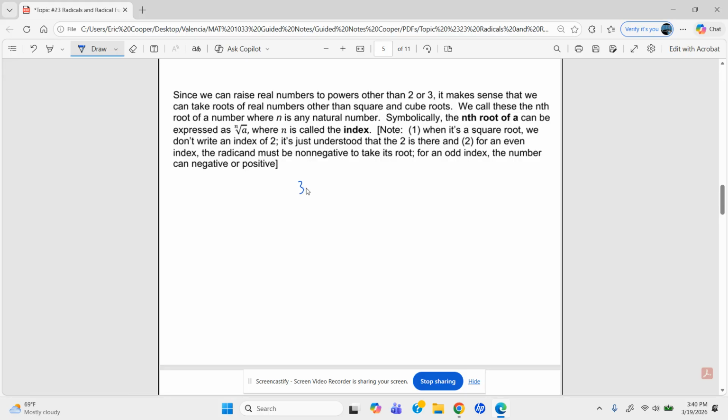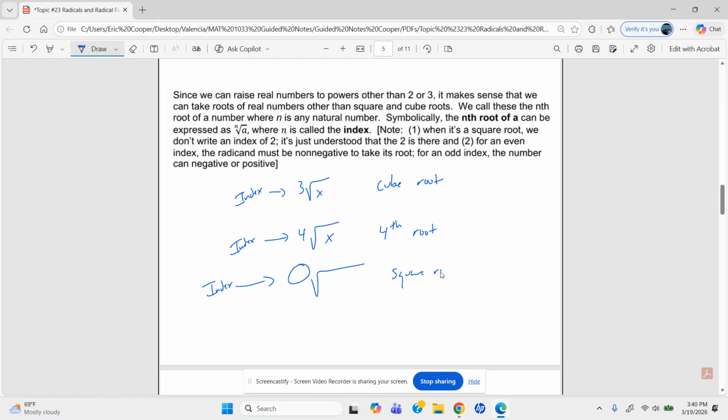So, for example, in a cube root, this is the index. We call it the index of 3. If I put a 4 here, here is the index again. This is simply known as a fourth root, whereas this one here was a cube root. For a square root, we leave the index blank. So typically for a square root, we leave this blank. This would be a square root. Okay, so the index is telling you what root we have.